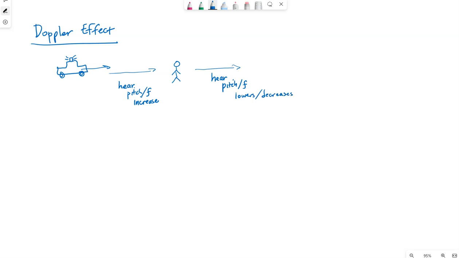This is an example of the Doppler effect, specifically for sound, because you're listening. It's the sound that you're hearing change. The Doppler effect applies to light as well, but our eyes are not sensitive enough to see that change. We need equipment to be able to analyze the light, to observe the Doppler effect for light.